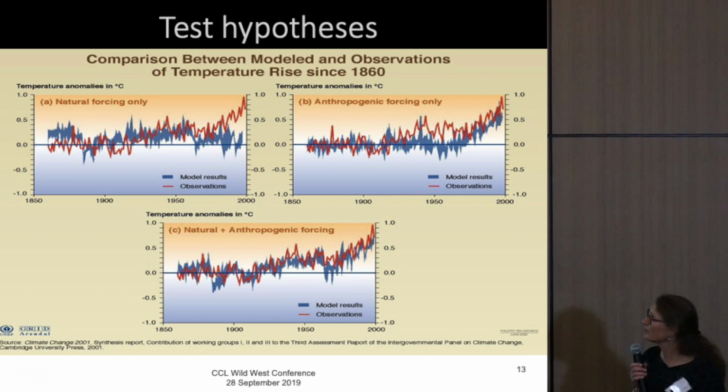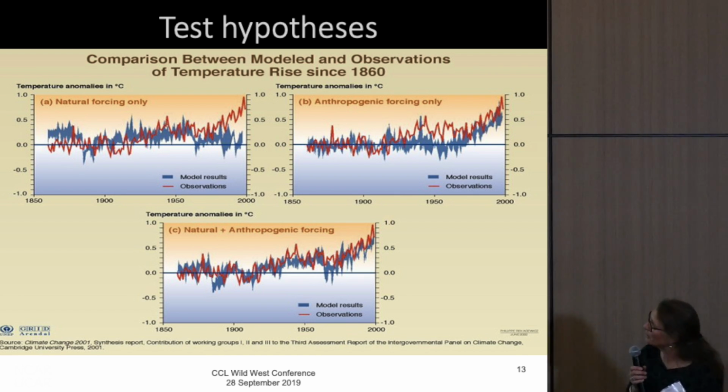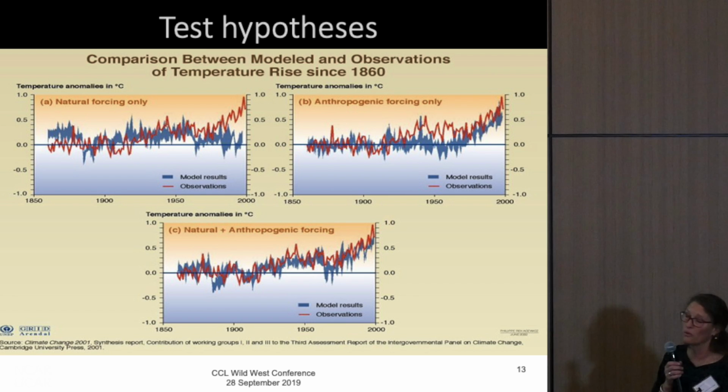We can also do hypothesis testing. And in these plots, what you see on the upper left is we force the model with only natural forcing. In other words, we've taken out the increase in greenhouse gas, basically. This is solar forcing, this is volcanoes, this is ozone, things like that. And we're forcing the model with that. And you can see that the observations are in red and the model is in blue. So the observations are heading up, right? They're increasing. But the model is not. So the model is not getting the full warming of the observations when we only force it with natural forcings.